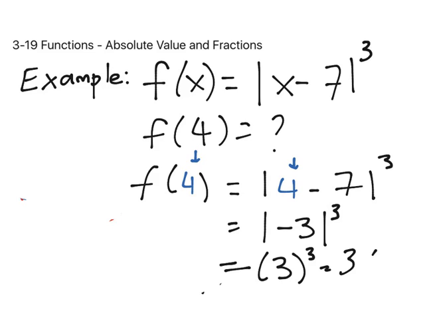3 to the third power is 3 times 3 times 3. Not 9, but 3 times 3 times 3. There are 3 of them. 1, 2, 3. 3 times 3 is 9, times 3 is 27. So that's the answer.